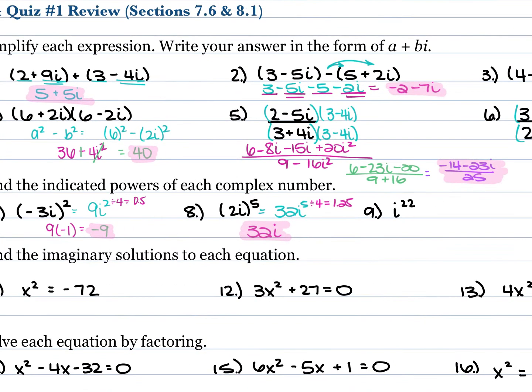For number 9, we have i to the power of 22. So if we divide the 22 by 4, that gives us 5 and 2 left over. So 5 and 2/4 is 5.5. On our chart, that 0.5 represents negative 1. So that i to the power of 22 is just negative 1.